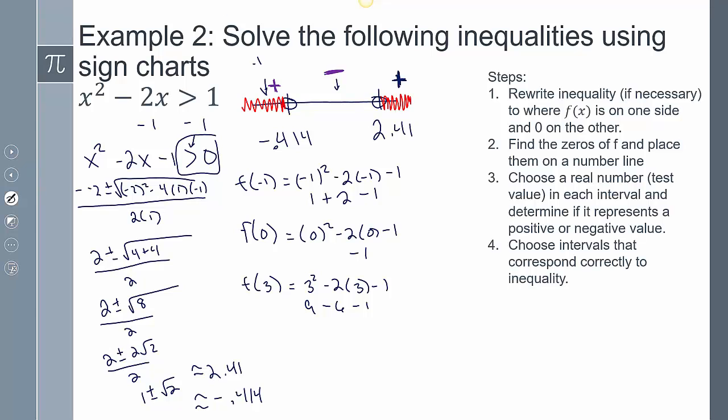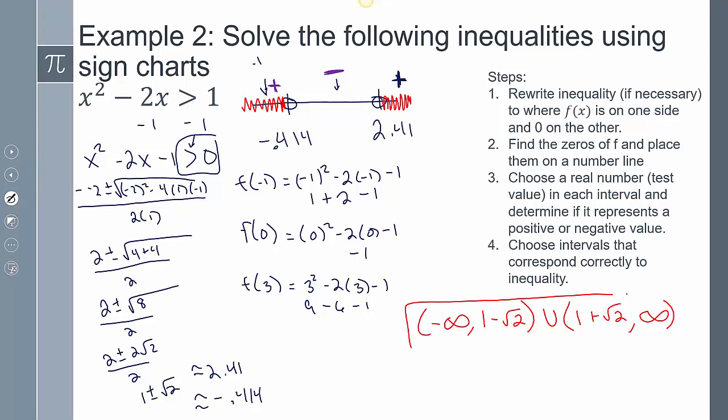So my solution is going to be -infinity all the way to 1 minus root 2 union from 1 plus root 2 all the way to positive infinity. And I just use the exact values. And that's going to be my answer.